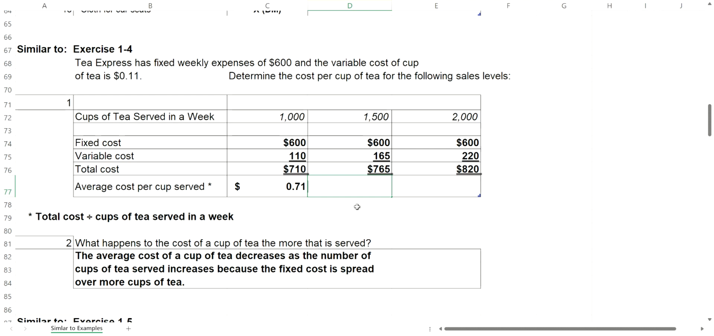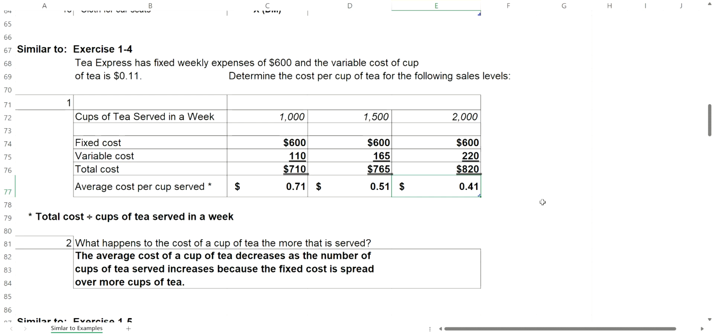If I sell 1,500 cups of tea, I will take the total cost of $765 and divide it by 1,500 cups of tea. And the cost per cup of tea actually goes down to 51 cents, and we'll talk about that in a moment. At the 2,000 level, I will take the total cost of $820 and divide it by 2,000 cups of tea. That gives you a cost of 41 cents per cup of tea. Now notice the more cups of tea you make, the cost per cup goes down.